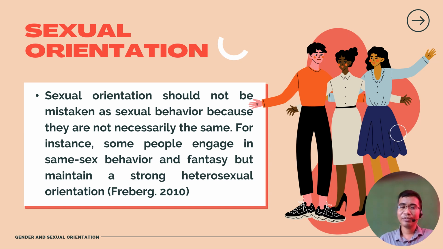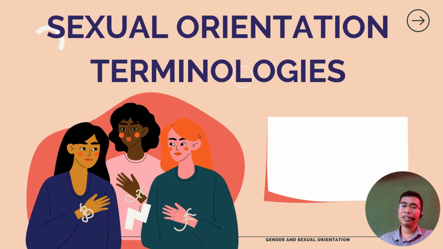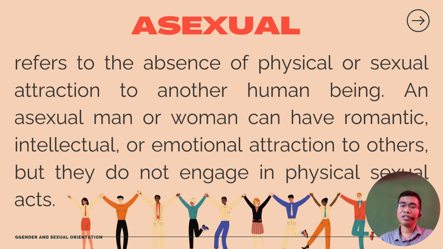Okay? So, sexual orientation should not be mistaken as sexual behavior because they are not necessarily the same. For instance, some people engage in same-sex behavior and fantasy but maintain a strong heterosexual orientation. Okay? So, mura po ni sa gender expression ug gender identity. Sexual orientation and sexual behavior isn't necessarily the same. So that is on the sexual orientation. There are different sexual orientation terminologies. If we have gender identity terminologies, we also have sexual orientation terminologies as follows.